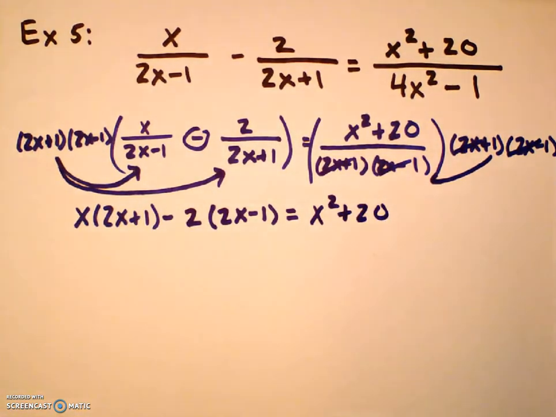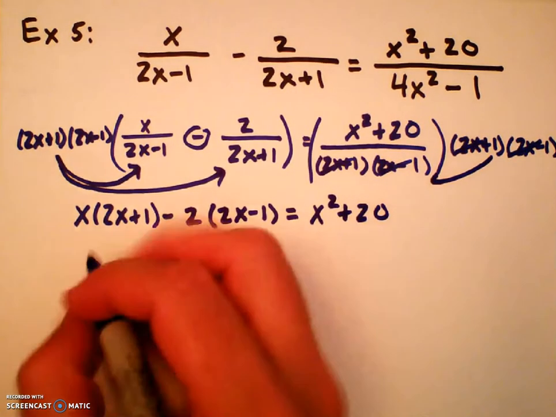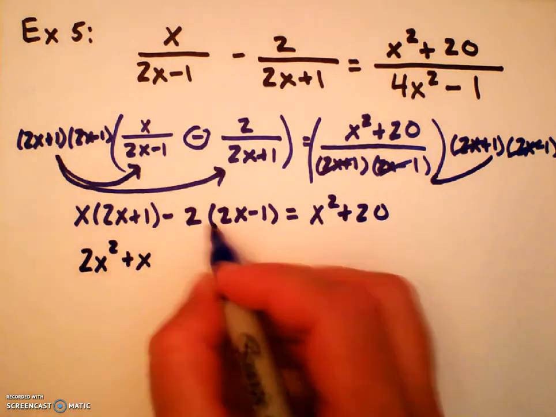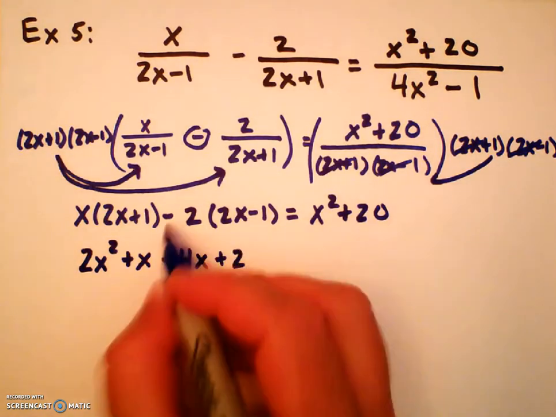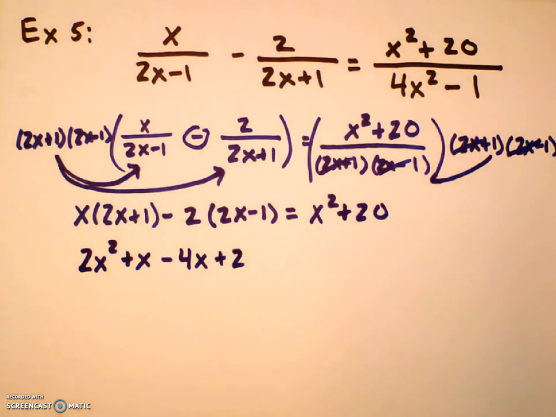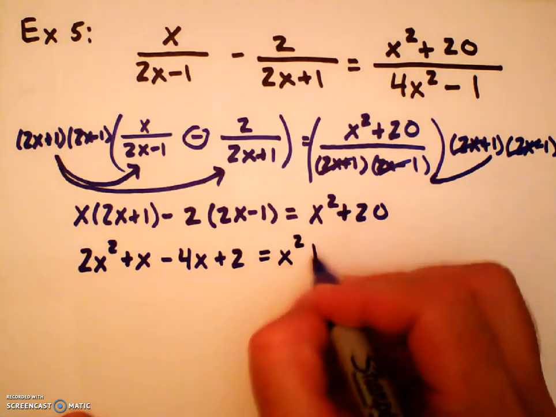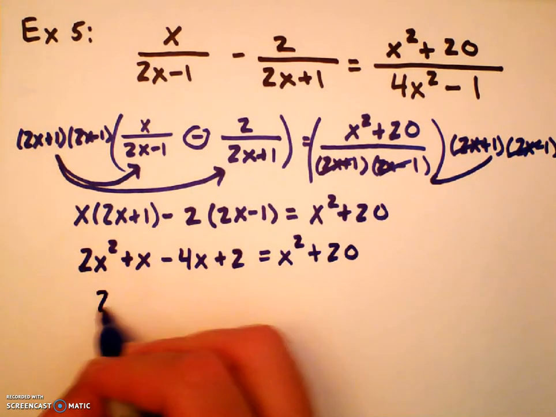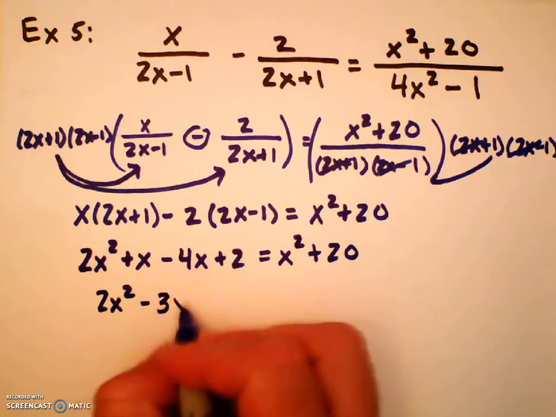Really, the new stuff for this section is done. Everything from here down is chapter 4. Okay, so distribute. You get 2x squared plus x. Distribute here to get negative 4x plus 2. The negative is distributed with the negative 2. And then the x squared plus 20 drops. Combine your like terms. 2x squared drops. X minus 4x is negative 3x.